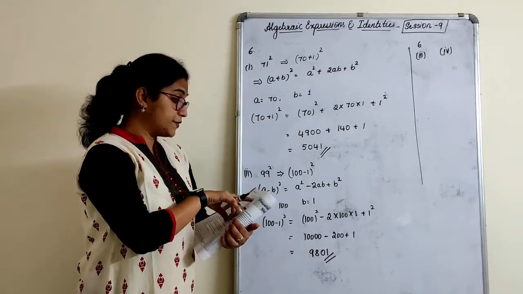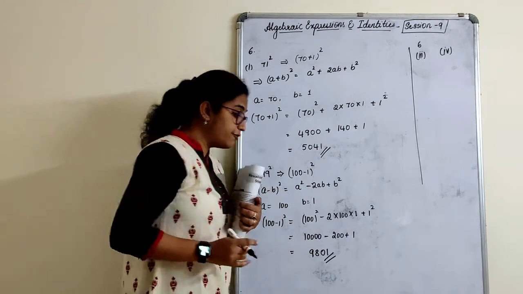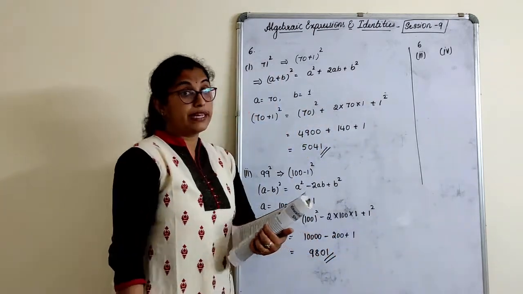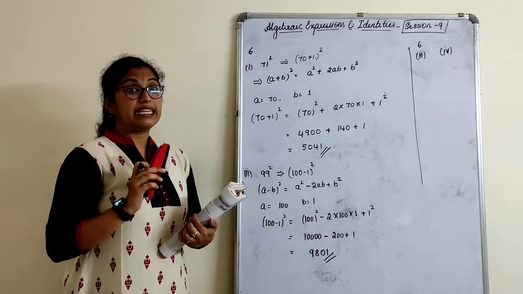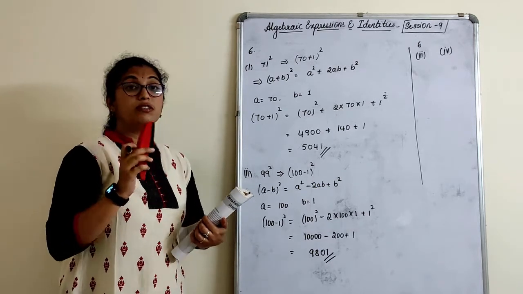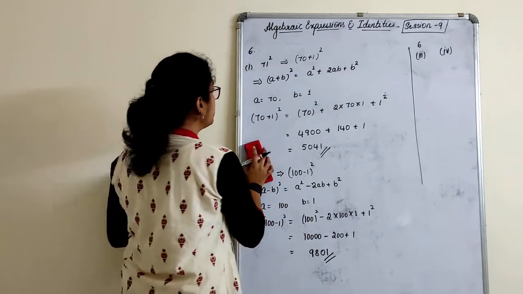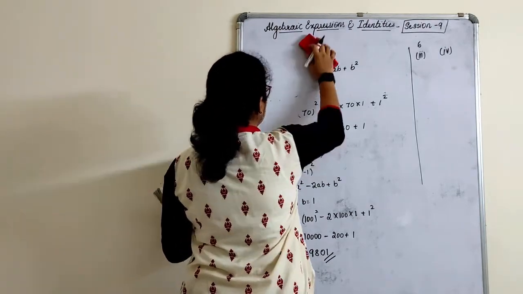Two identities I have solved. Homework I have given you the 3rd and 4th one. So 102 can be written as 100 plus 2, a plus b whole square. 998 can be written as 1000 minus 2, a minus b whole square. Let's see the next set of sums.